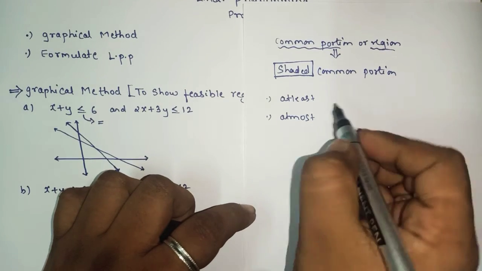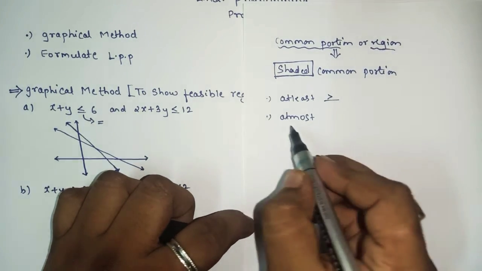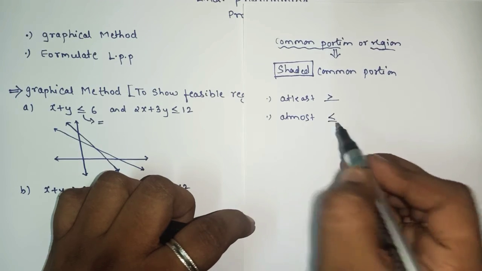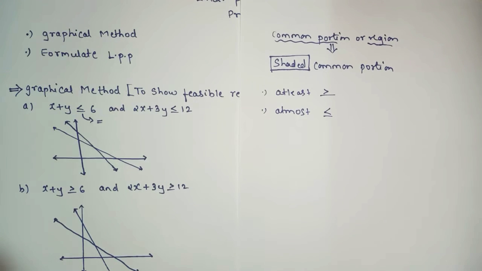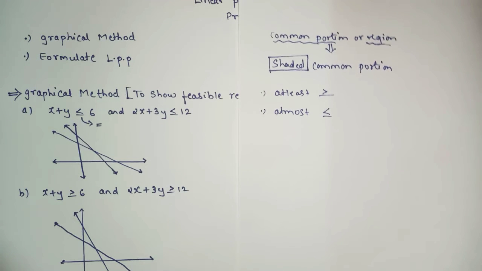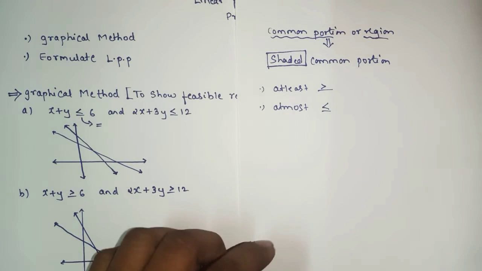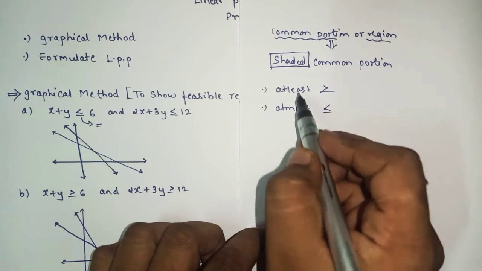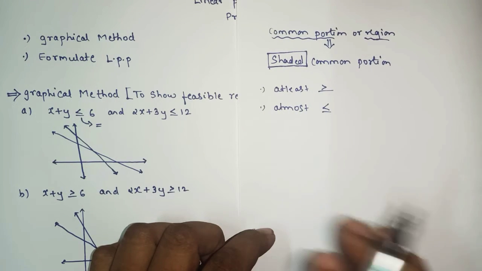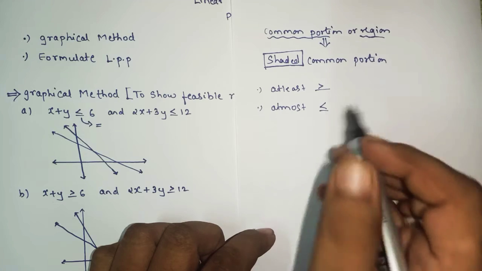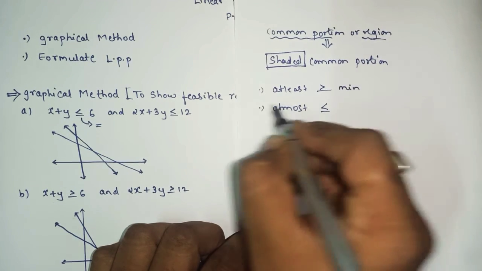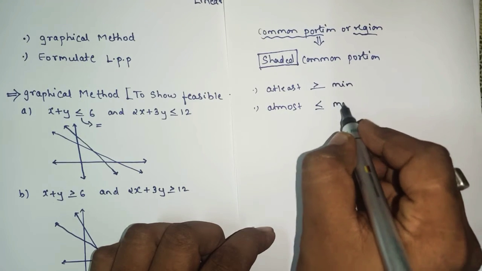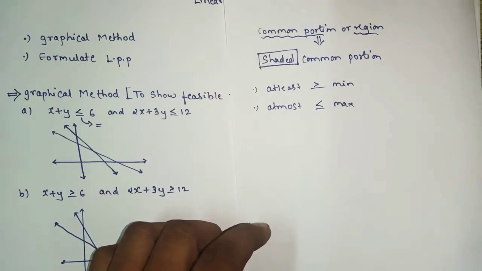At least means what? Greater than or equal to. At most means what? Less than or equal to. But in this chapter, these two words will be replaced by minimize and maximize. You will not see "at least" and "at most" here; in this chapter, you will see minimize and maximize. So whenever minimize comes, it means at least, and maximize means at most.